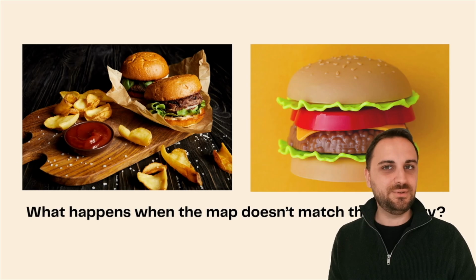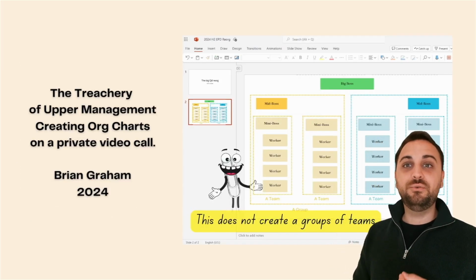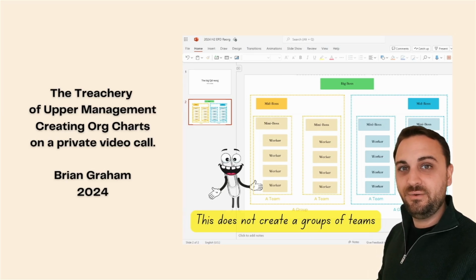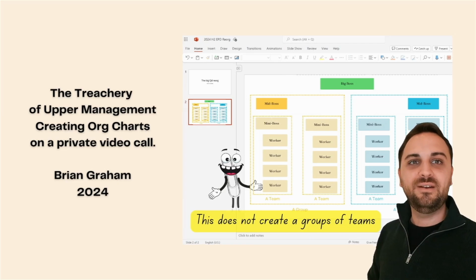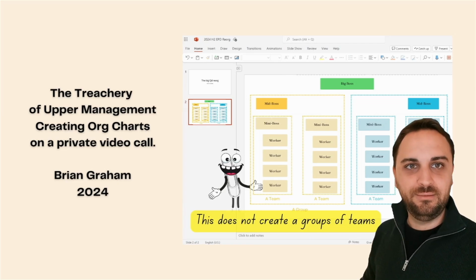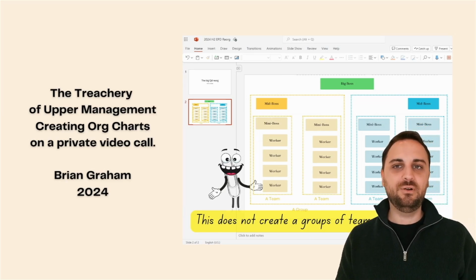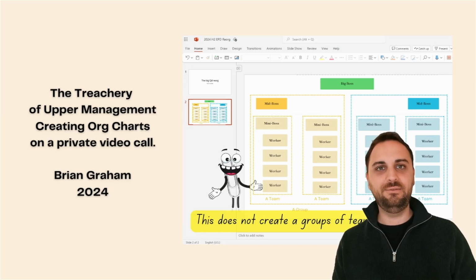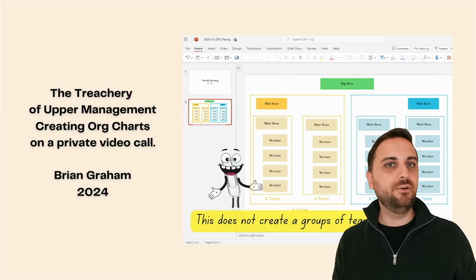So I would like to introduce to you my own artwork, which I call The Treachery of Upper Management Creating Org Charts on a Private Video Call, because this does not create a group of teams. This is a picture. This is a representation of something hypothetical. This could be the plastic hamburger that comes when you order a real one. Just drawing this picture does not create a group of teams. There are real things you have to do if you want the landscape to look like this, right? If you have a painting of some mountains, we need to actually have mountains there. How do you create mountains?